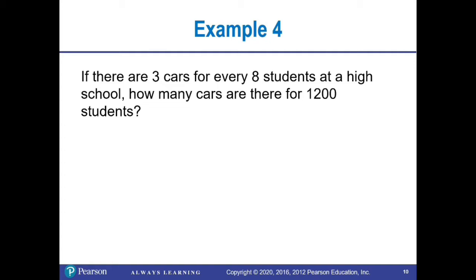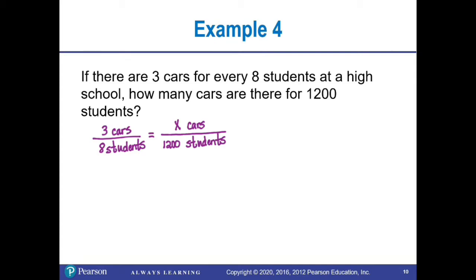So we have our first ratio, 3 cars for every 8 students. Set up a proportion, so equals, and we want to know how many cars there are for 1,200 students. Since 8 students is in the bottom of the first ratio, the 1,200 students goes in the bottom of the second ratio, and the number of cars goes on the top of the second ratio because the number of cars is on top of the first ratio.